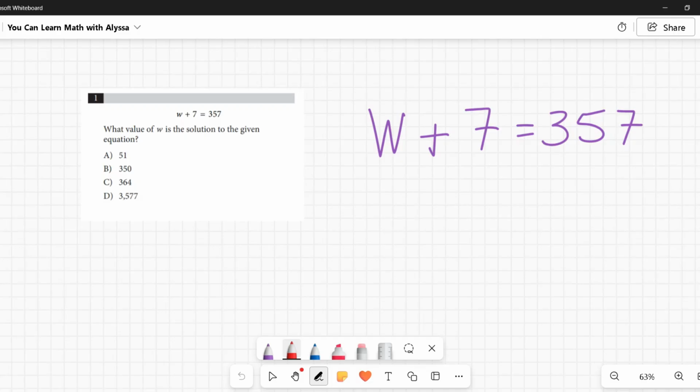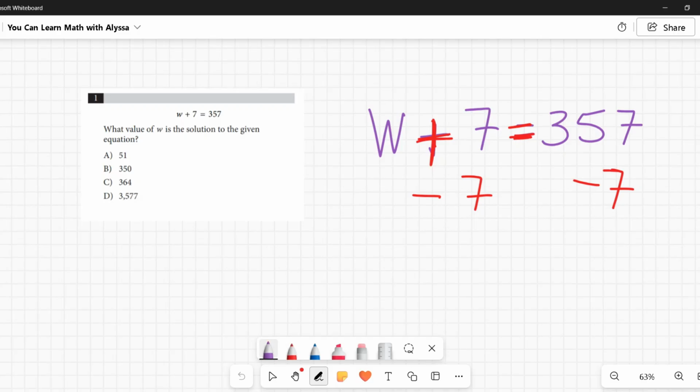When we are solving for a variable in an algebraic equation, we want to undo what's been done to it by doing the opposite. Here, 7 has been added to W, so to solve for W, we need to do the opposite. The opposite of adding is subtracting. So I'm going to subtract 7 from both sides. When there's an equal sign, we have to keep it equal.